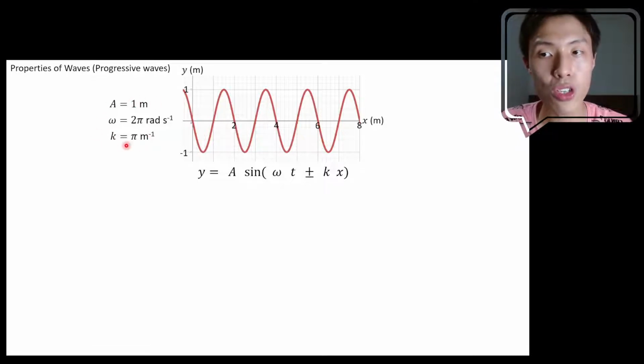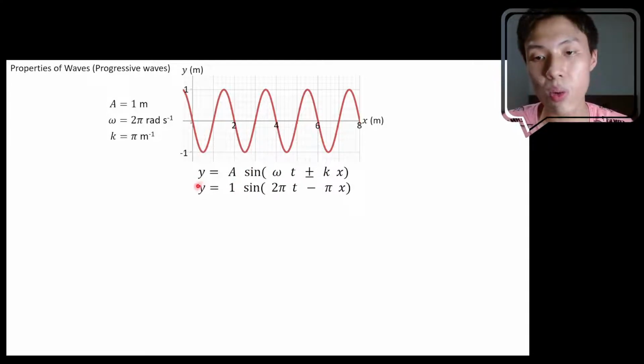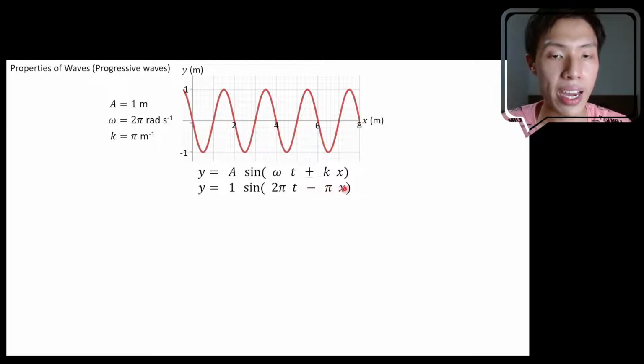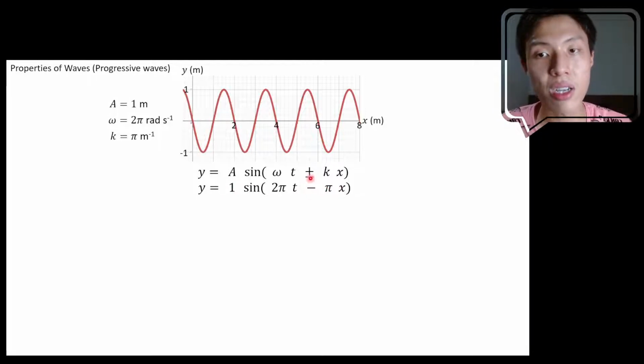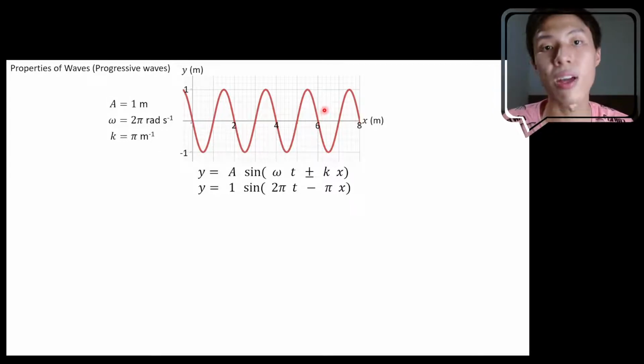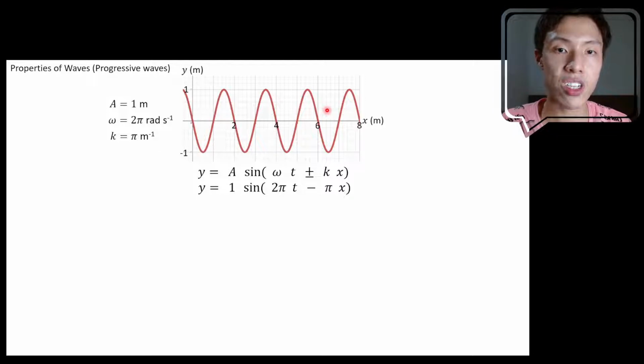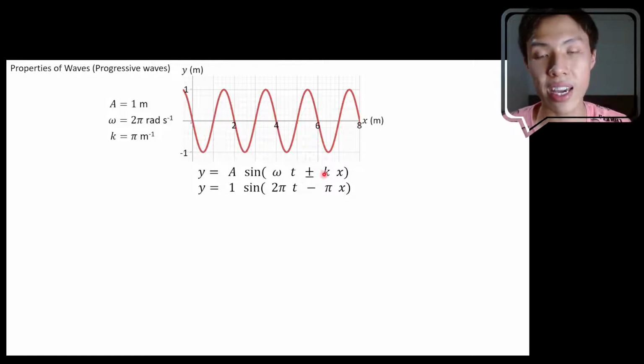Once you know all three parameters, you can substitute them in, and you get y equals 1 sine of 2 pi t minus pi x. How do you determine the minus? If you remember from the animation just now, the wave is progressing to the right, which is the positive x direction. If the wave is progressing in the positive x direction, you need negative kx. Therefore, this is negative pi x.